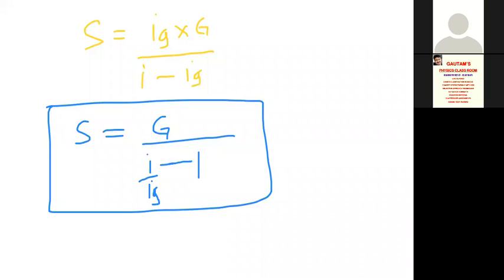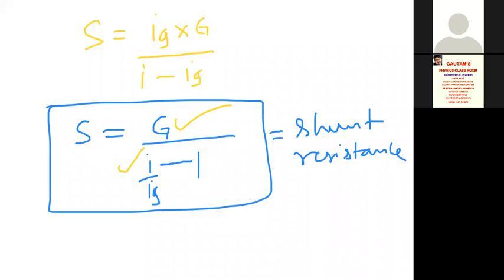So now this is the shunt resistance. S is called the shunt resistance value. We got it in terms of what? Capital G. What is capital G, beta? Capital G is galvanometer resistance, I is ammeter current, Ig is galvanometer current. Like that we discuss these things.